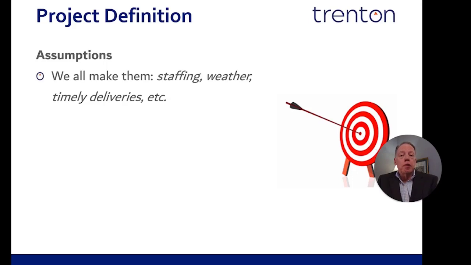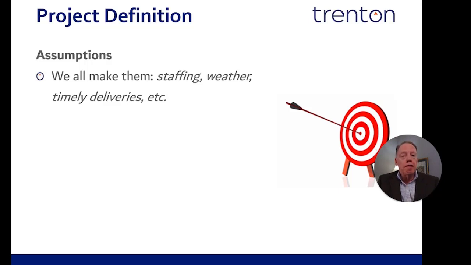Next, we're going to outline assumptions, and this is almost as important as the scope we talked about earlier. We all make assumptions, and we rarely document them. We assume that when we order that hardware, it's going to come in on time. We assume on that construction project that there's not going to be significant weather delays. It could be staffing. We assume there's not going to be any turnover of staff or shortage of resources.